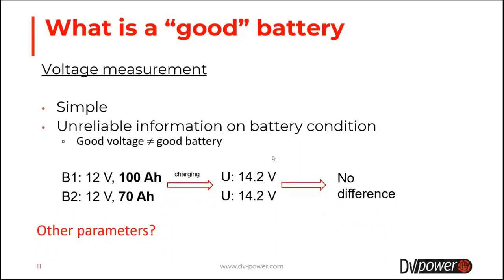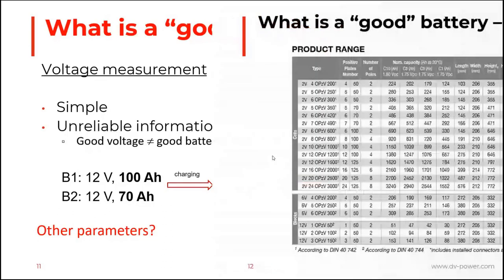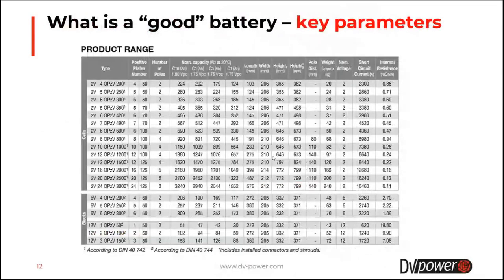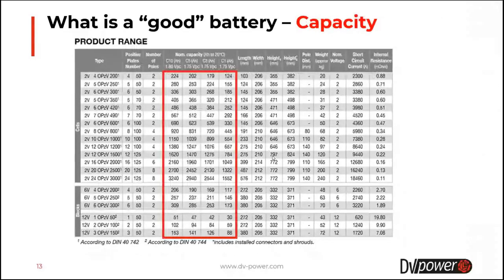Regarding the other parameters, when you buy a battery, you will get its documentation in a table that probably looks something like this. It contains a lot of information about a battery: dimensions, height, weight, nominal voltage, etc. And the most important is the battery capacity. What does this part of the table mean? For the first battery, you have a battery capacity of 224 amp hours defined for the C10 rating test. That means when you are testing this battery you will use a 10-hour test.